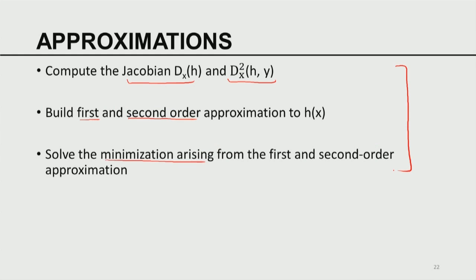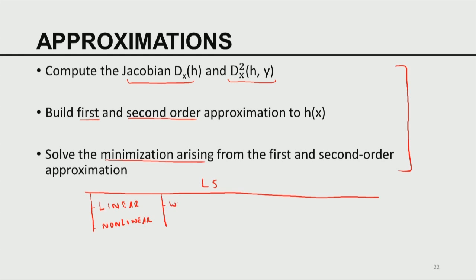So I would like to be able to now draw a little picture of least square problems. So if you consider least square problems, they can be classified as linear, nonlinear, well posed, ill posed, offline, online, and we can also think of deterministic and stochastic.